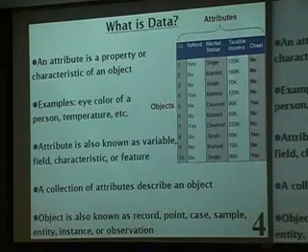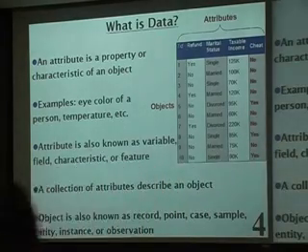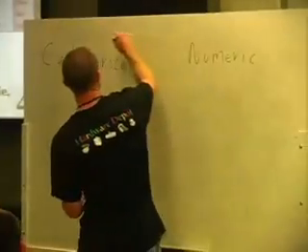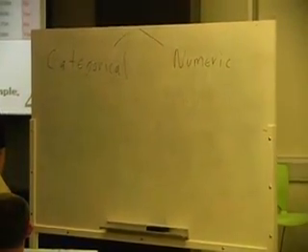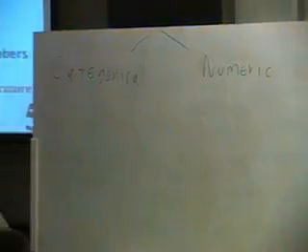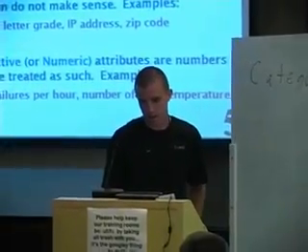So categorical, put over here, and then numeric, I'll put over here. That's the first distinction, right? Every attribute's either categorical or numeric, or as your book calls it, qualitative or quantitative. And that's the distinction discussed on page 26.